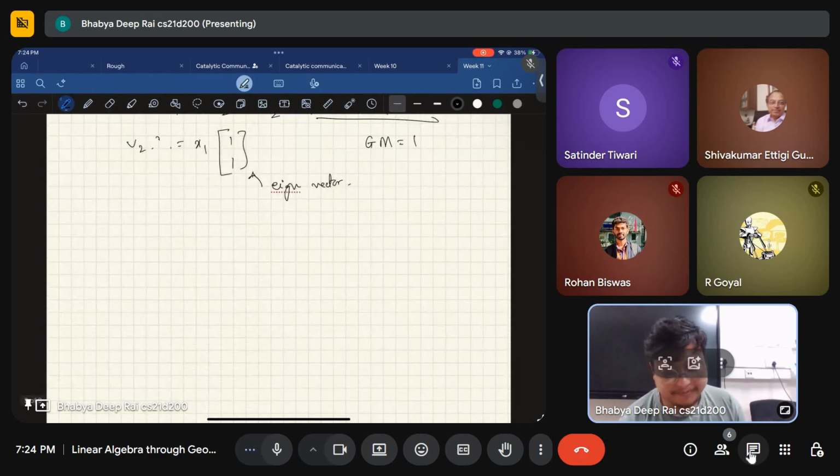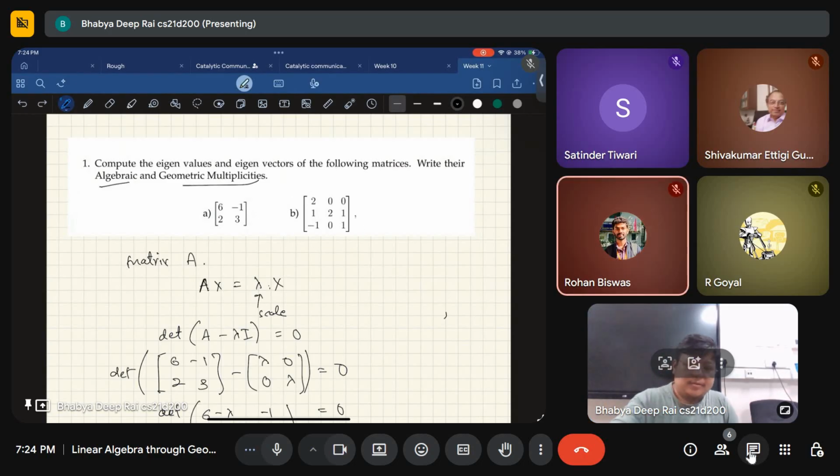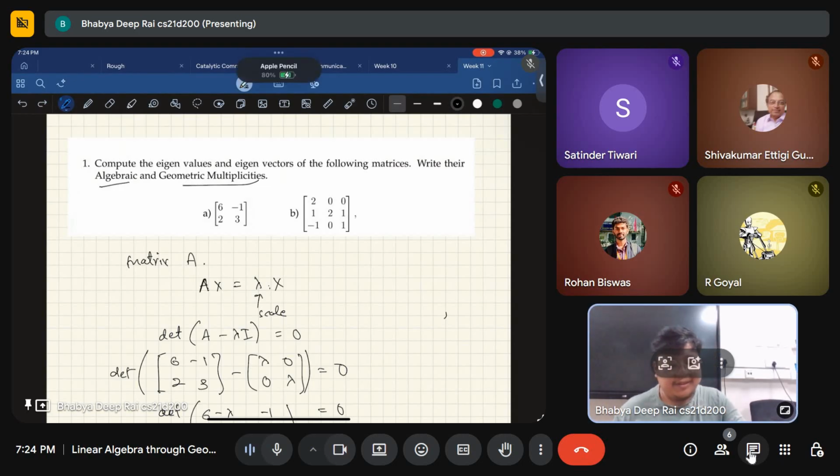What's the time? 4:24. Can you try calculating the same for this one? I'll give you some time. Calculate the eigenvalues, eigenvectors, and algebraic and geometric multiplicity for this matrix B.